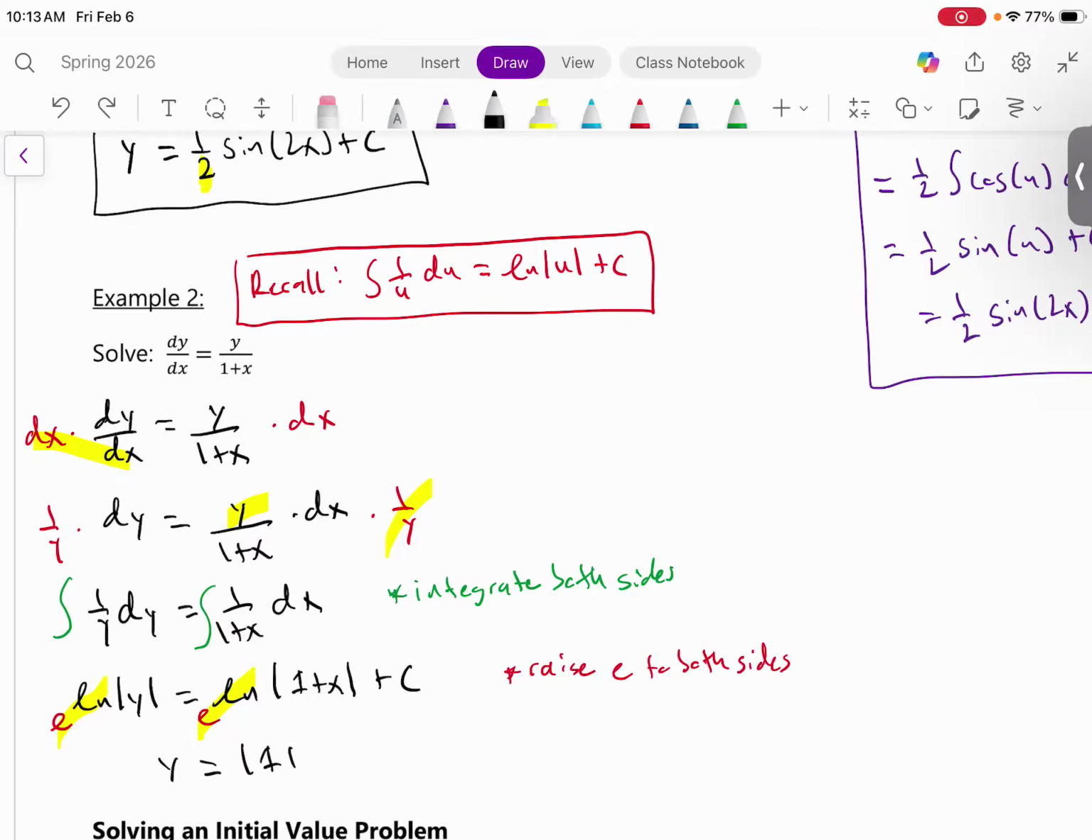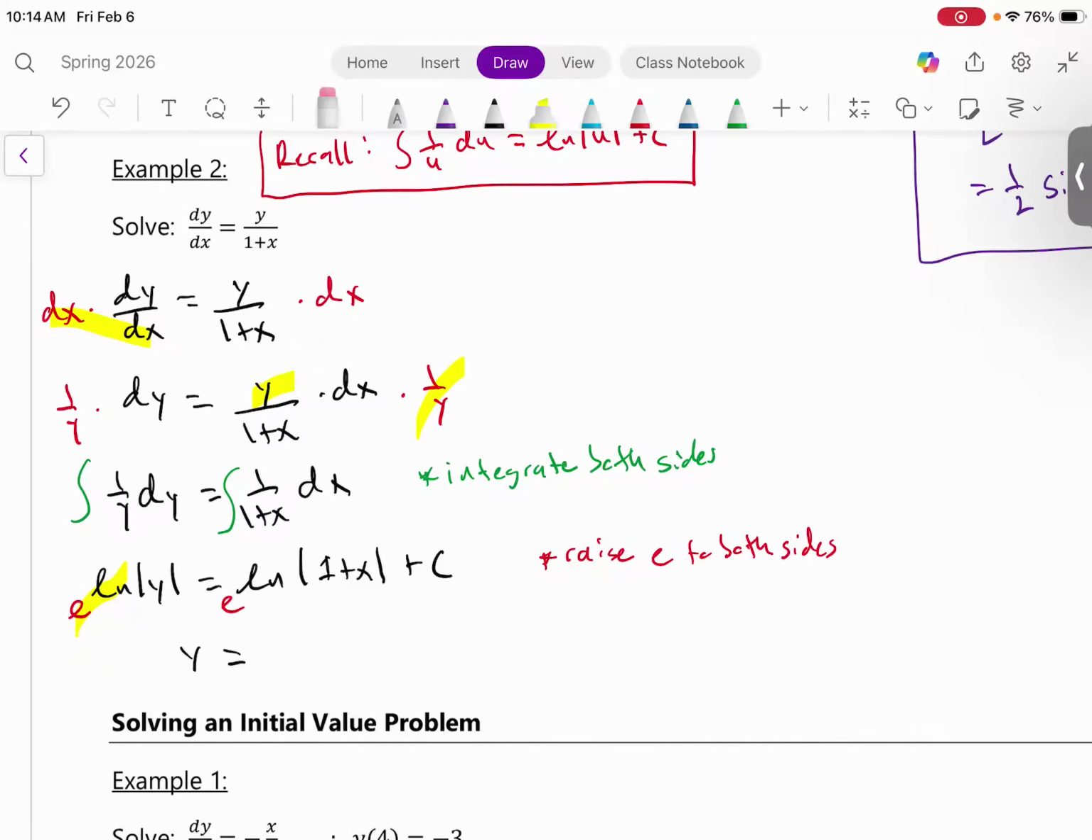Sorry about that, quick little typo. On the left-hand side, e to the natural log of y, that e and natural log cancels out. But here we have e raised to this entire natural log of absolute value of 1 plus x plus c. So before we start canceling out, let's separate out these powers. So e to the natural log of absolute value of 1 plus x, and we can separate this out to be times e to the c. Properties of exponents.